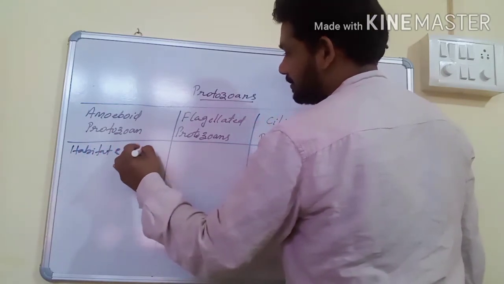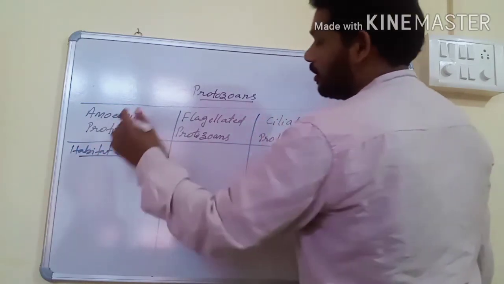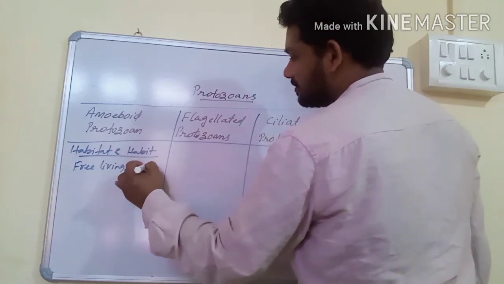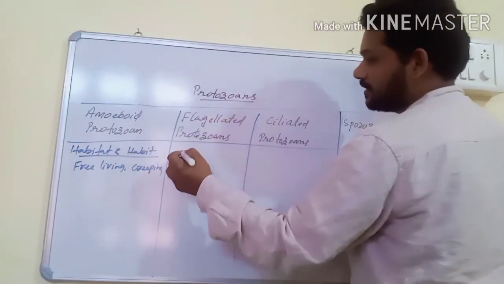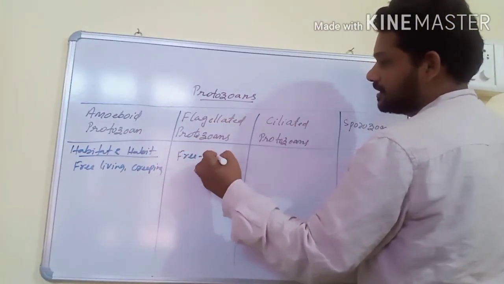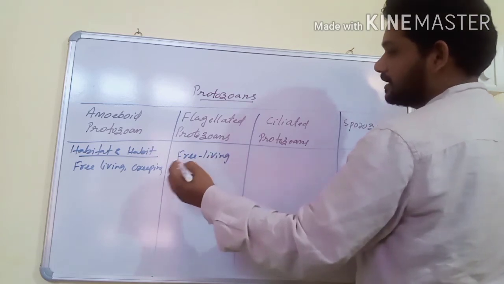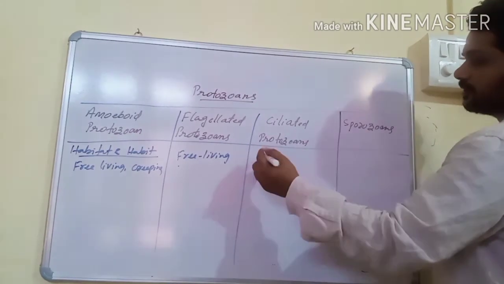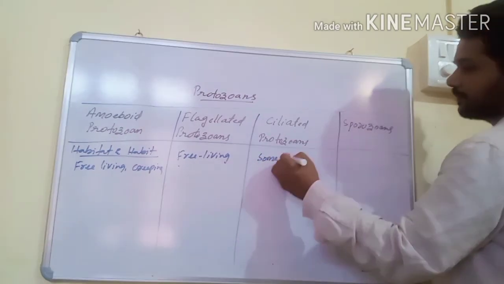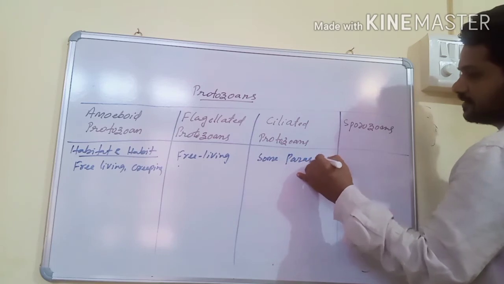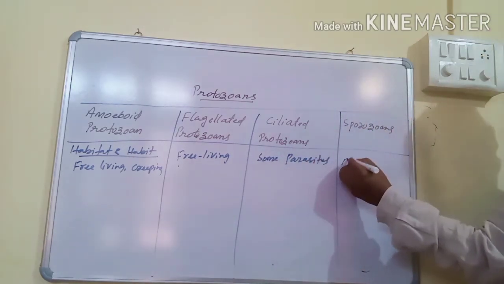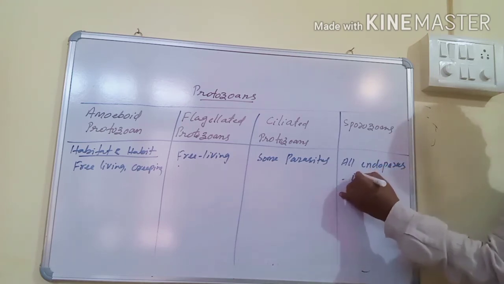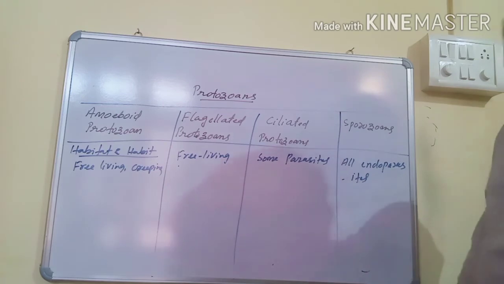Amoeboid protozoans are free living, or in some cases creeping. Flagellated protozoans are also free living, and some are aquatic, some are marine. Ciliated protozoans are also free living, and some are parasites. All sporozoans are endoparasites, meaning they are present inside the host organism.